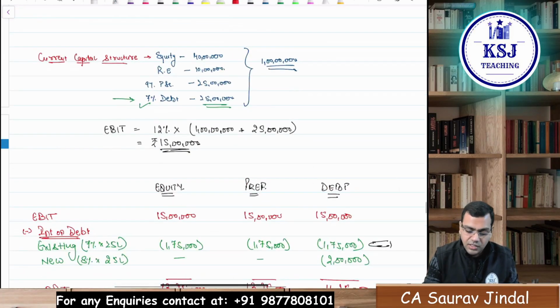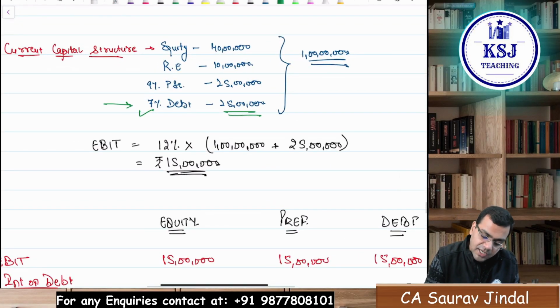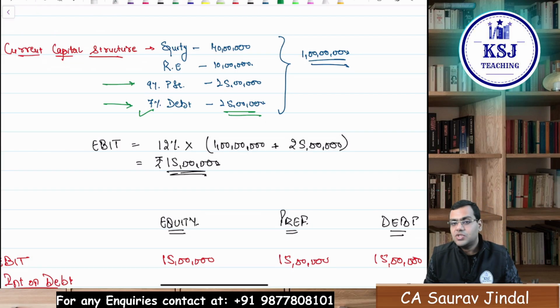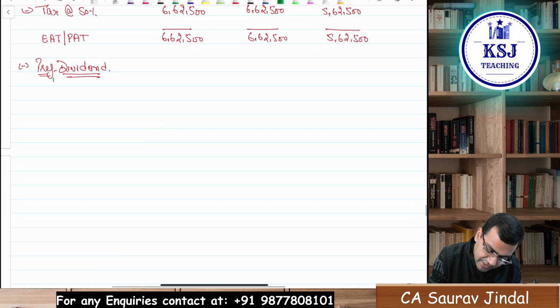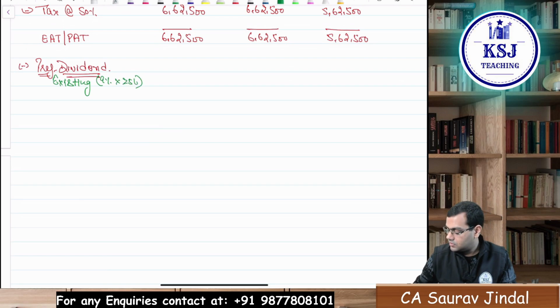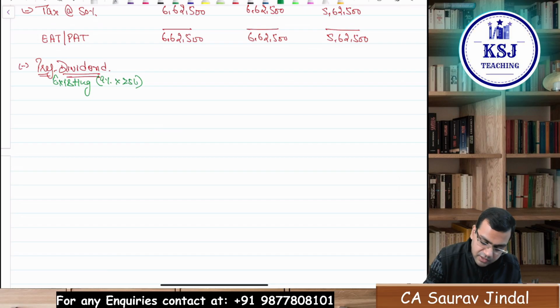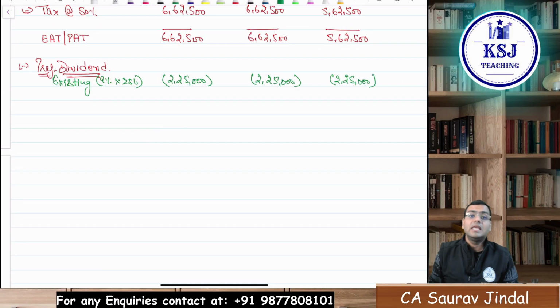Why? Because there is the existing preference share capital also, on which the dividend is to be taken, 9% of 25 lakhs. So again, the existing part you have to take. Preference dividend, existing, is how much? 9% of 25 lakhs. That comes to 2,25,000. So it will be under all the options: 2,25,000, 2,25,000 and 2,25,000, because the existing capital we will not ignore.